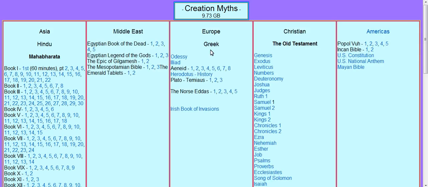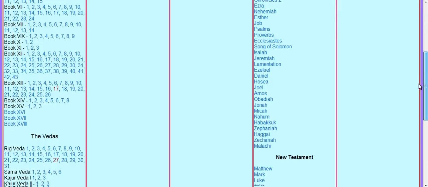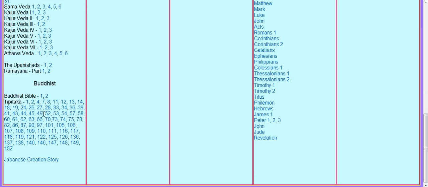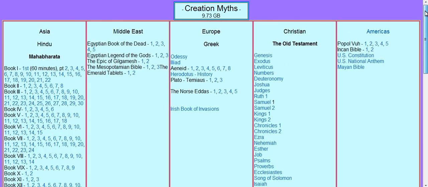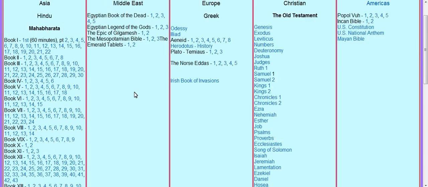Tipitaka, those were just the different chapters, because each chapter was a different page, so that's not how big the Tipitaka is. Each one of these is an entire hour. But that's the Mahabharata. Same thing with the Christian, I just have them divided into chapters here, so you can't really compare exactly how big they are, but you can see how big the Mahabharata is.